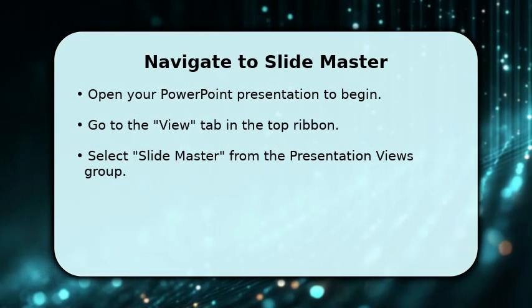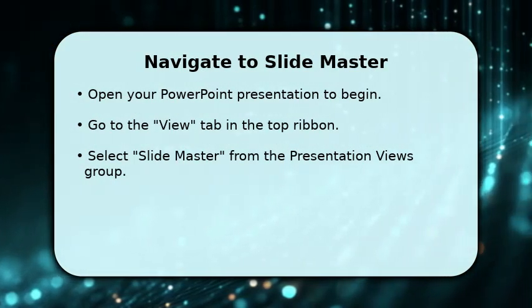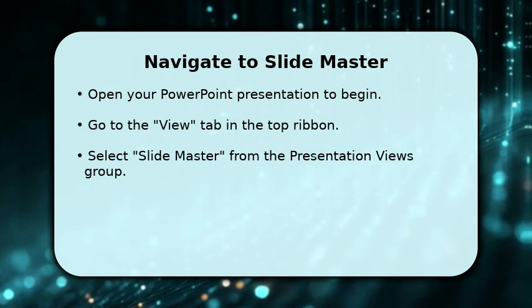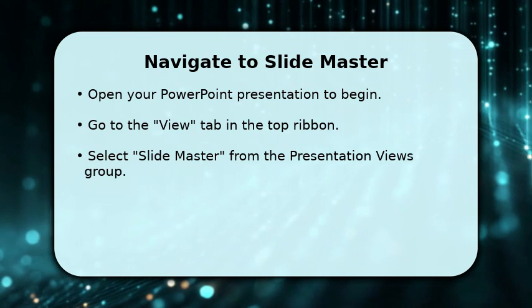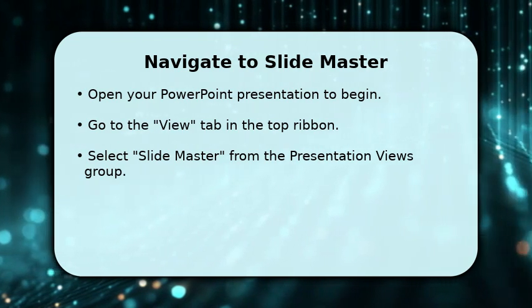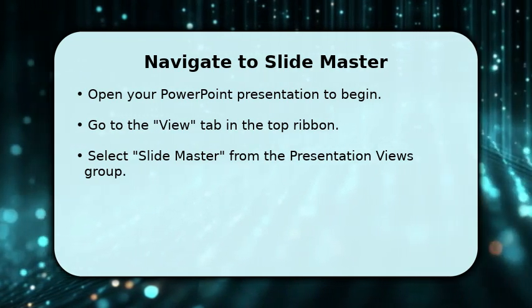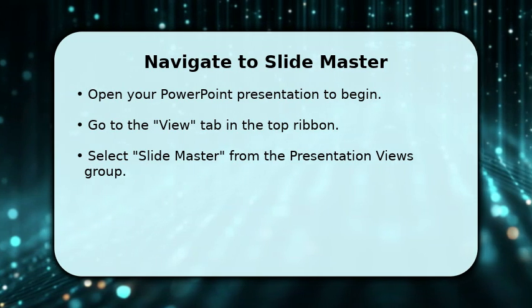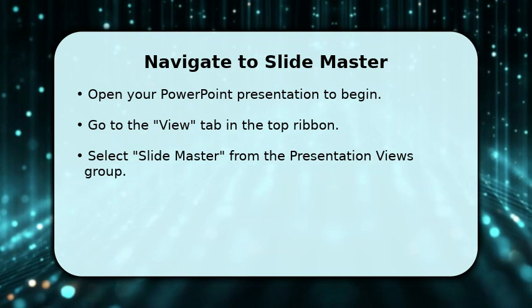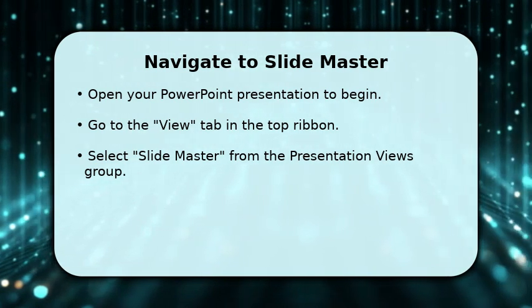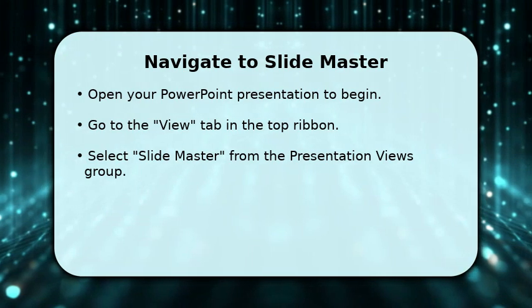To get started, first open the PowerPoint presentation you wish to modify. Once your presentation is open, direct your attention to the top ribbon. You'll find a tab labeled View. Click on this tab. Within the View tab, locate the Presentation Views group. Here, you will see an option called Slide Master. Clicking this will open a new view, revealing the underlying structure of your presentation's design.